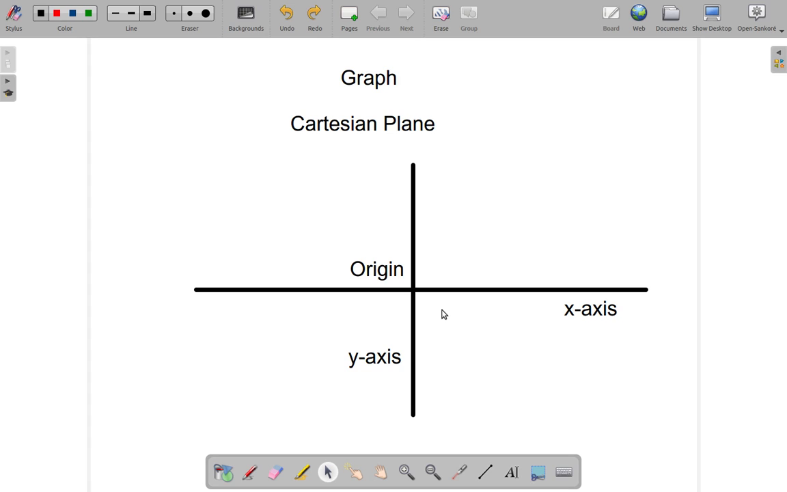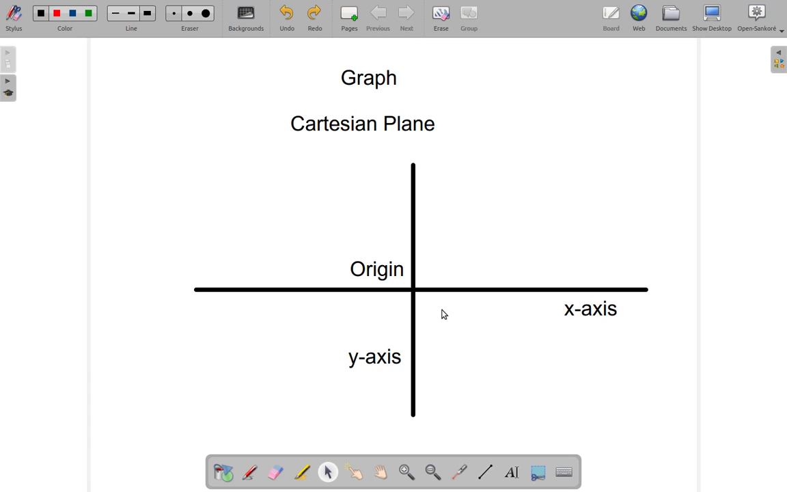So the Cartesian plane is used to plot points and hence to draw a graph using a system of rectangular coordinates. Co means together, and then you have ordinates representing the points. Alright, so in the system of rectangular coordinates, the origin, which is O, is what they call the point of reference.